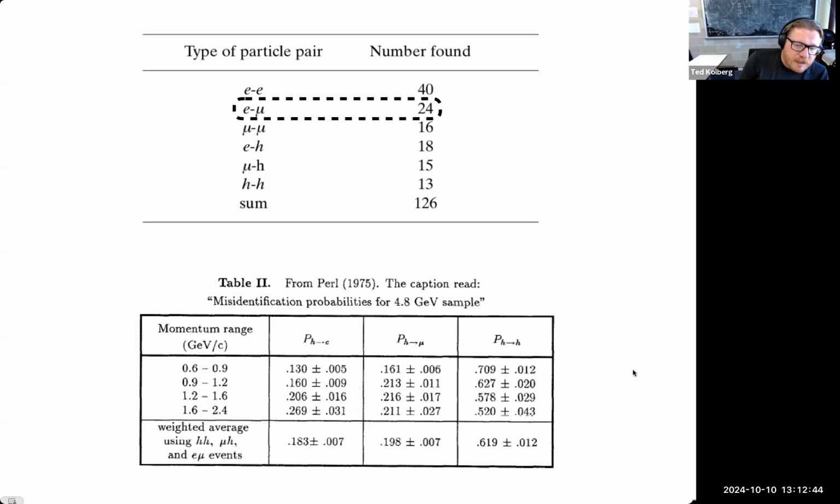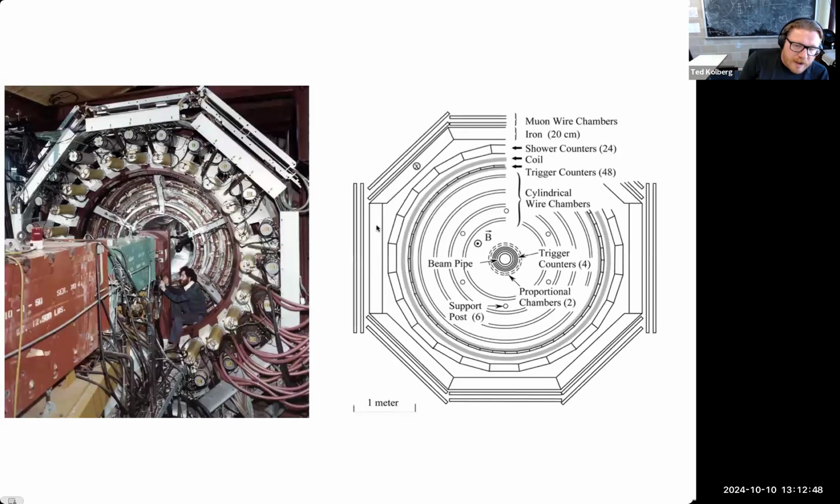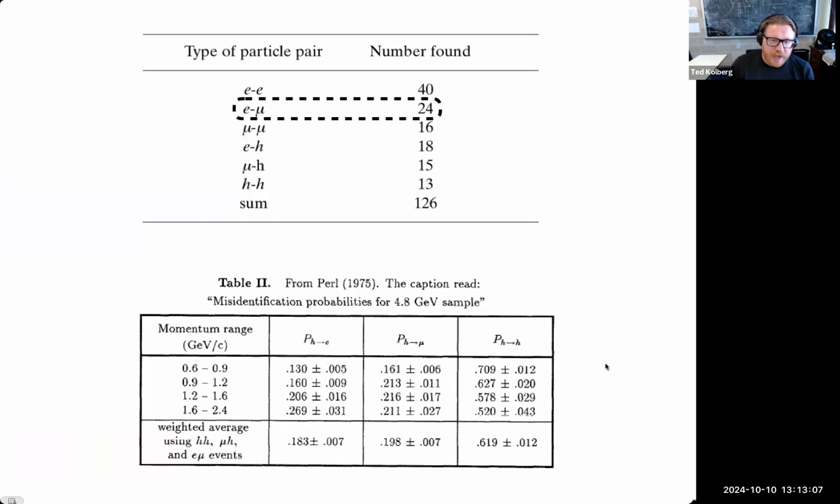If you look at this picture on slide 10 here, the amount of iron in the return yoke is only 20 centimeters. There's a good chance that a charged pion, for example, will shower in 20 centimeters of iron, but it's not guaranteed. And so there's a pretty significant chance that your muons are not actually muons, but just pions, which happen to have punched through that 20 centimeters of iron.